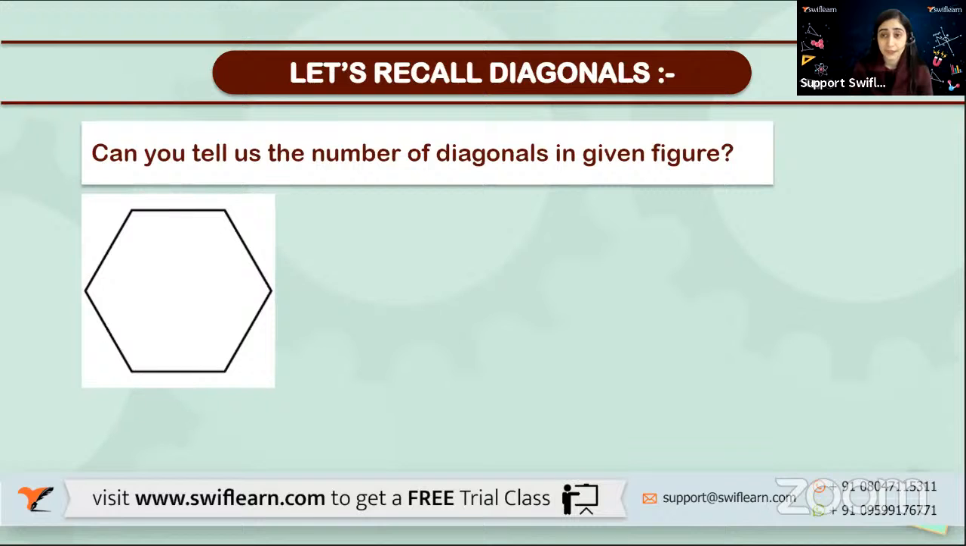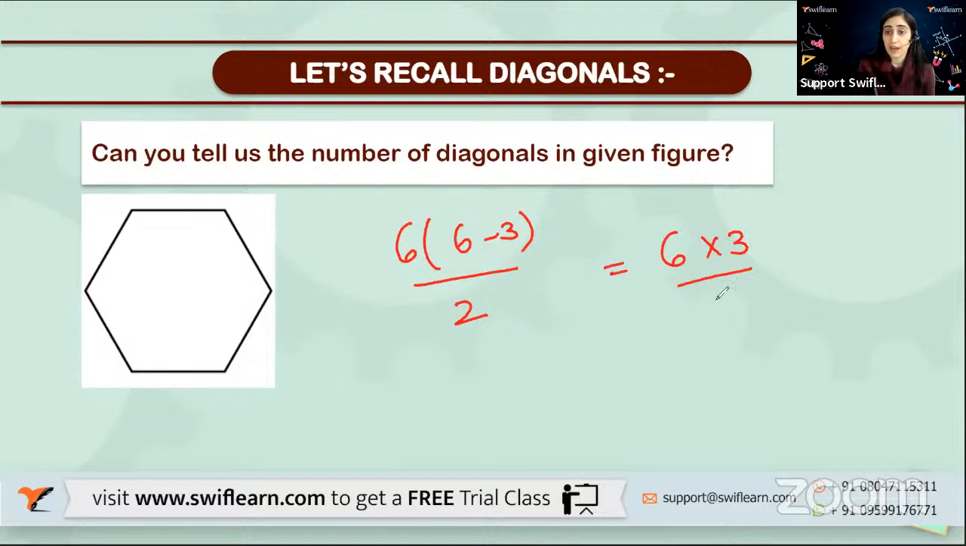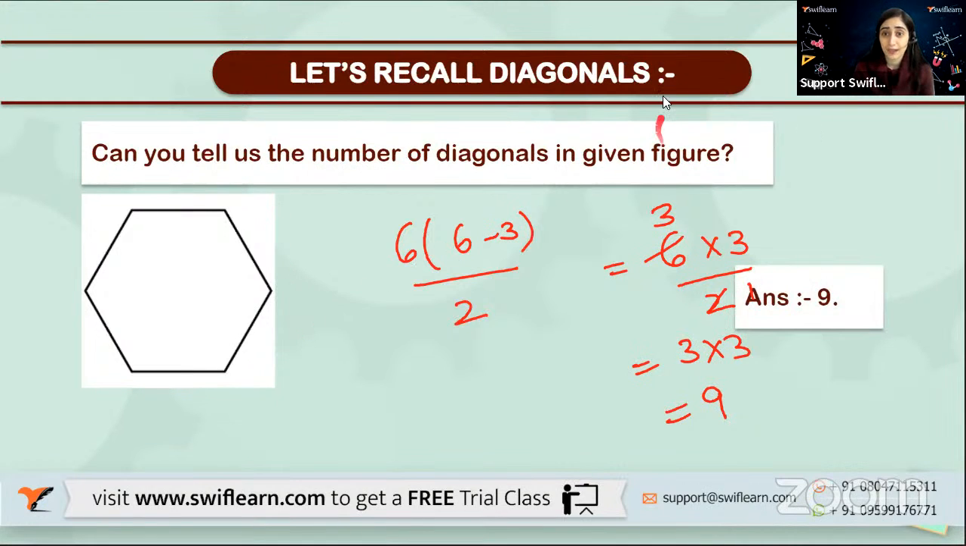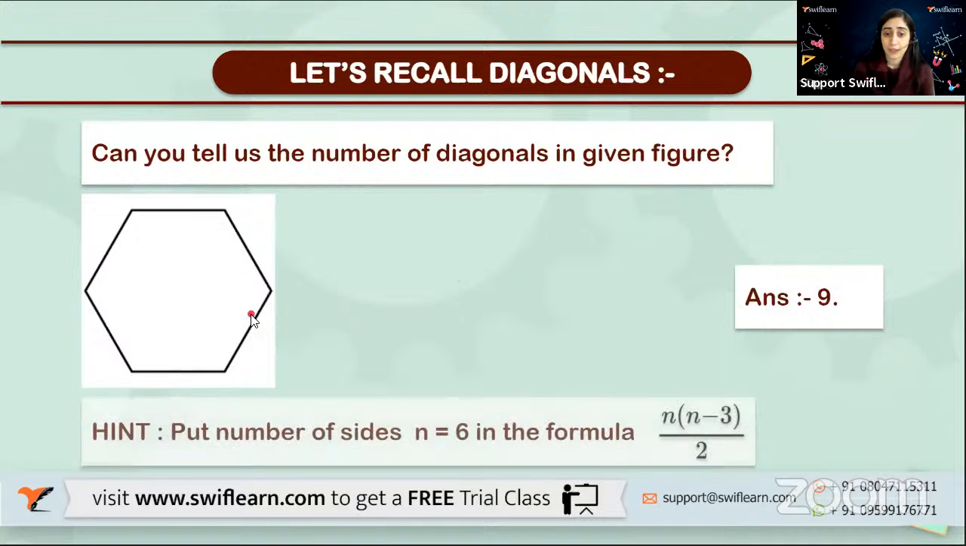For a six-sided figure, we know the formula to calculate the diagonals is n(n minus 3) divided by 2. So here n is 6. That's right. So it is 6(6 minus 3) divided by 2. It comes out to be 6 multiplied by 3 by 2. When I divide this, I get 3. So 3 threes are 3 into 3, which comes out to be 9. So let's see, are we able to get the right answer or not? Yes, that's right. We got 9. So the number of diagonals of this figure is 9.